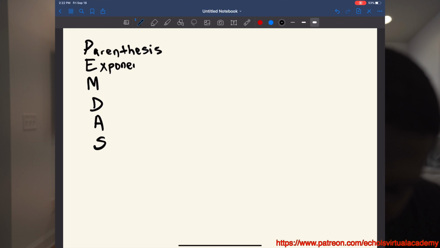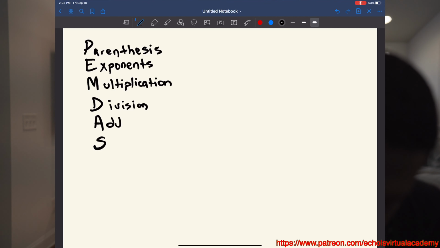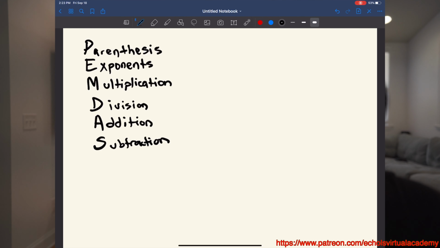exponents, multiplication, division, addition, and subtraction. Whew. Please excuse my handwriting. So that's what helps us when we're solving order of operations problems.